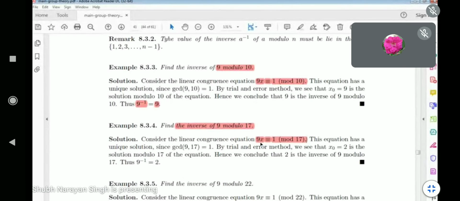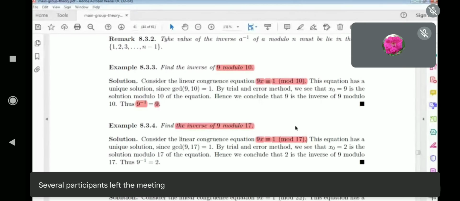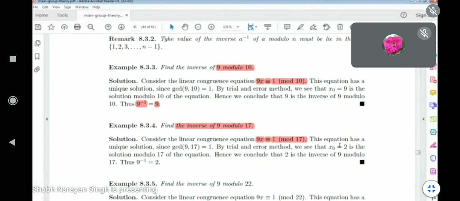So the inverse is nothing but the solution of the equation ax congruent to 1 modulo n. If I ask what is the inverse of some a modulo n, then you have to consider the equation ax congruent to 1 modulo n, and then find its solution. That solution we call the inverse of a modulo n.